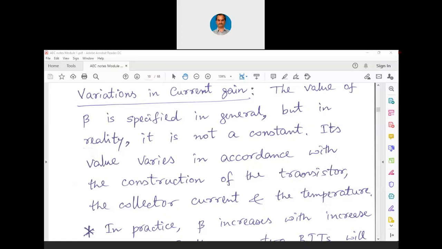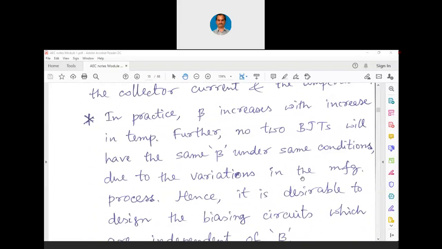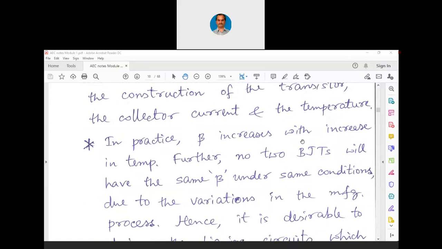And this beta is again dependent on the collector current and the temperature as well, because temperature is the deciding factor for the movement of electrons. More the temperature, the electrons will have more energy to move. And that is when, with the temperature, there can be variation in the characteristics of the transistor. So let us see, in practice, beta increases with increase in temperature. Further, no two BJTs will have the same beta under the same condition due to the variations in the manufacturing process, which I have elaborated already.